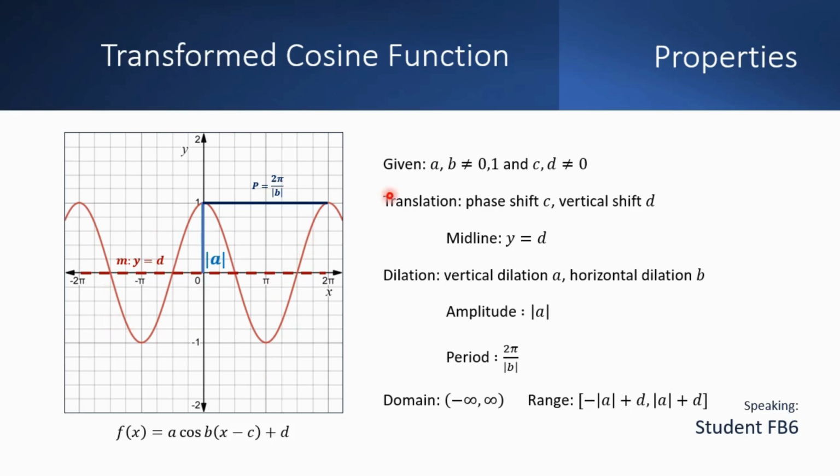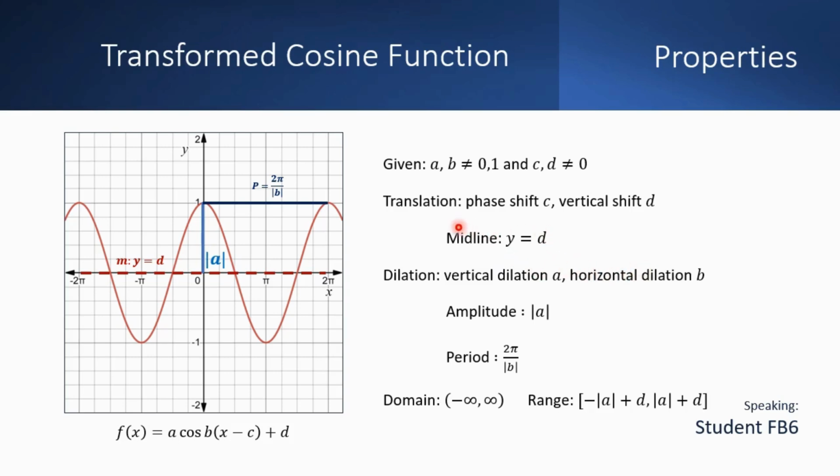Now, given that a and b are values not equal to 0 and 1, and c and d are values not equal to 0, we will observe a translation, specifically a phase shift, brought upon by the value of c, and vertical shift by the value of d. Since there is a movement up or down of our function, its midline will move up or down as well. So therefore, our midline will be located at y is equal to d.